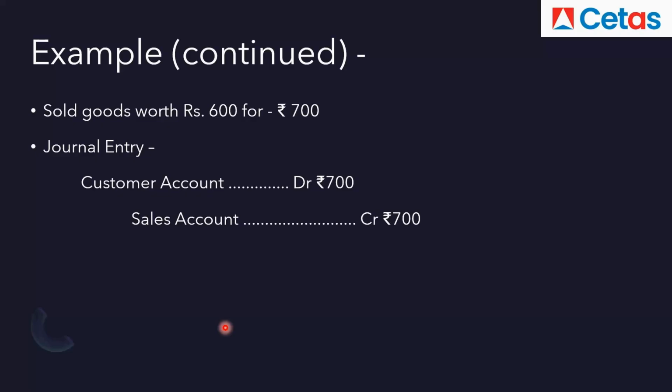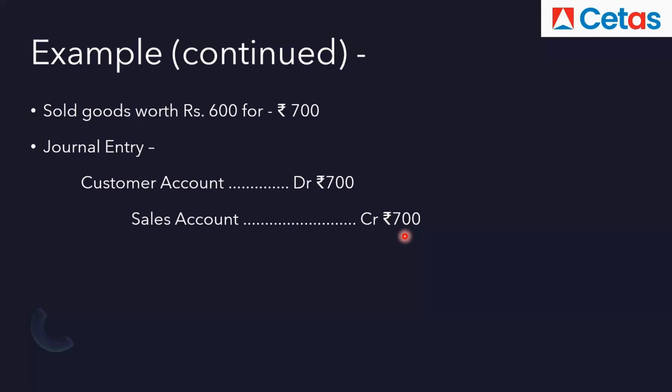Now, the sales process. You sell part of that inventory, say goods worth ₹600 for ₹700. The entry will be customer account debit 700 to sales account 700. Again, there is no automatic cost entry. Tally records revenue, but it doesn't reduce the inventory or record the cost yet.